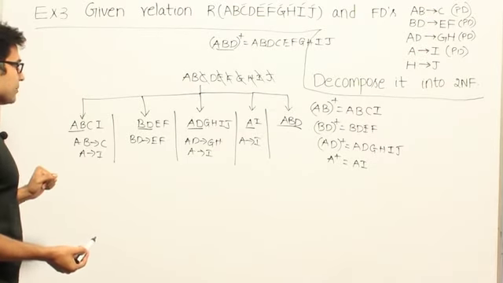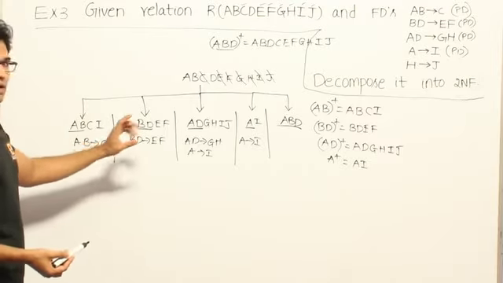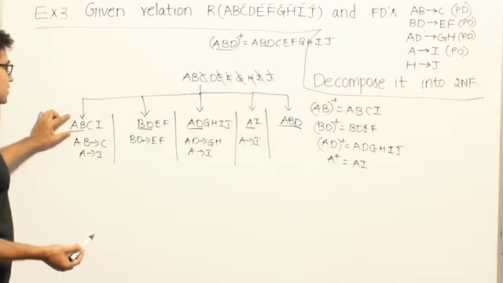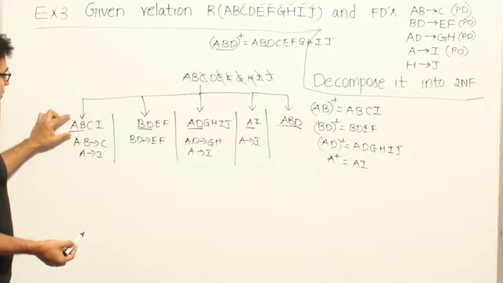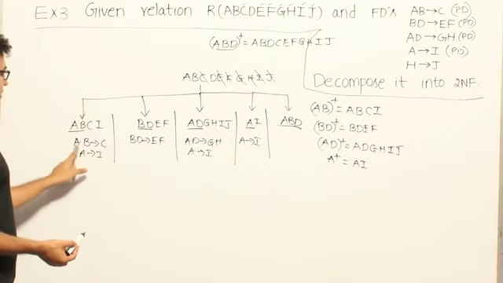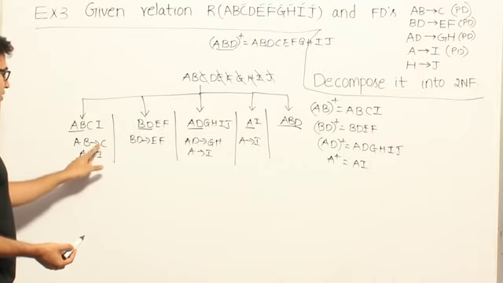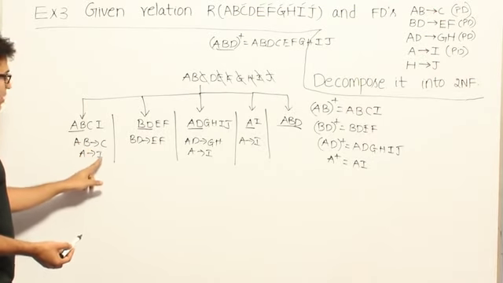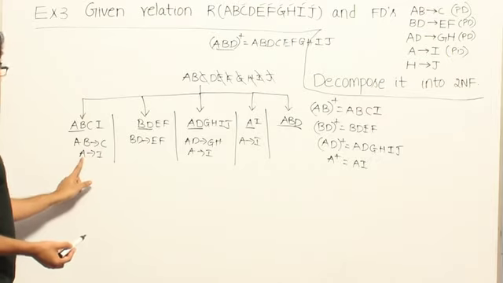So is there any partial dependency in each table? Is this table in second normal form or not? Now if you observe, this table contains AB as the key, and C is fully functionally dependent on AB, but I is partially dependent on part of the key, right? So this is partial dependency.